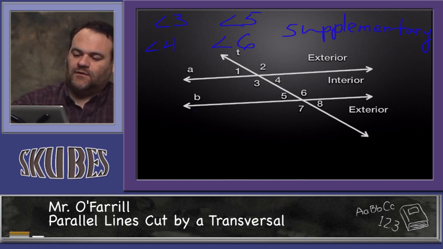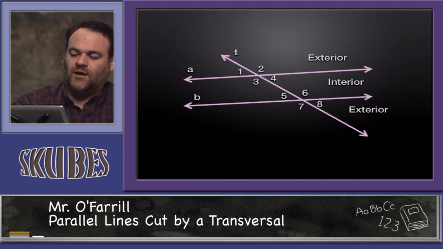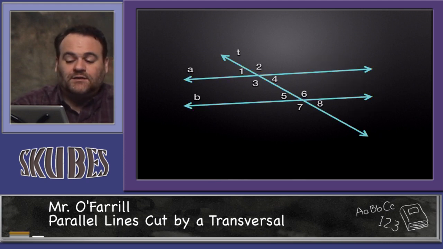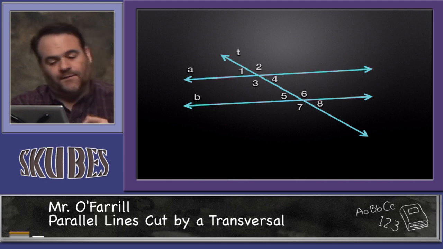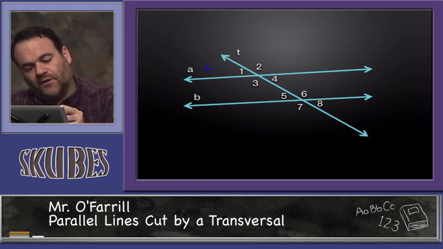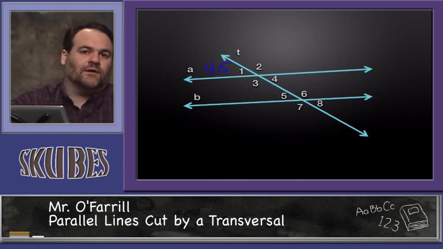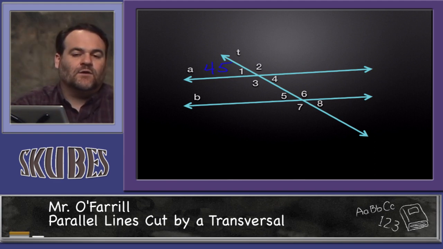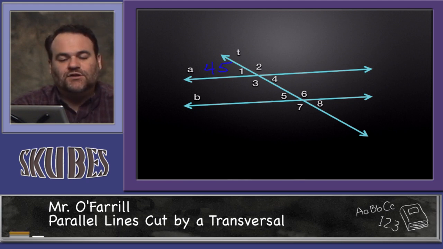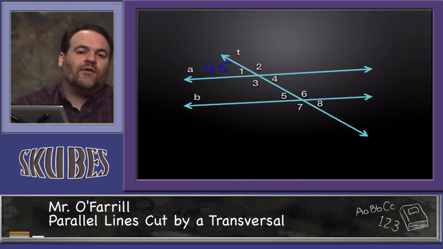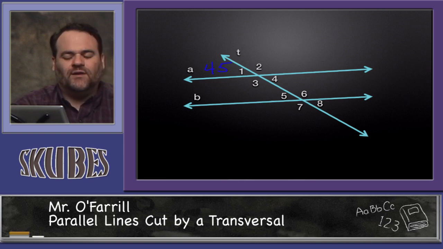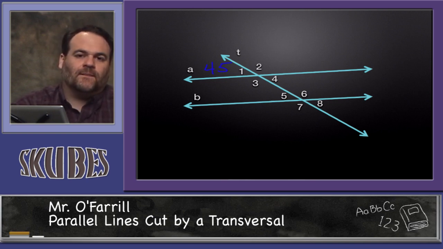Now for this next grouping of problems, I want to take a look at actually working with some. So let's start by saying that in this case, the measure of angle 1 is going to be 45 degrees. So we know several things. In fact, just knowing the measure of angle 1, we're able to find the measures of every single other angle.